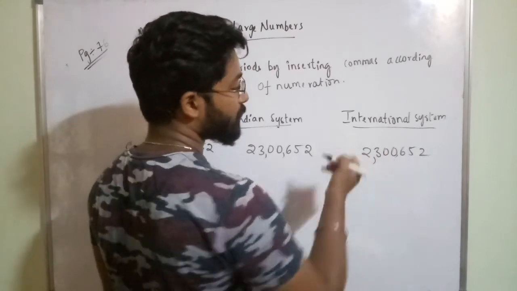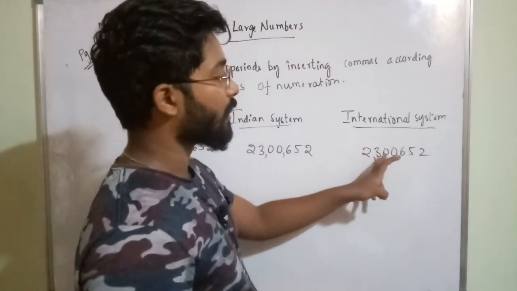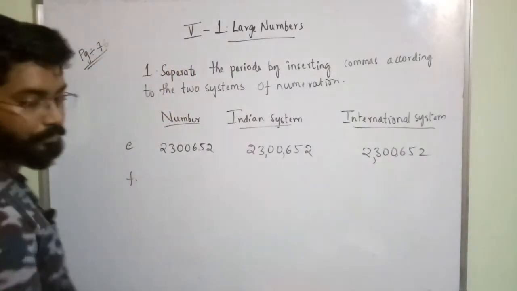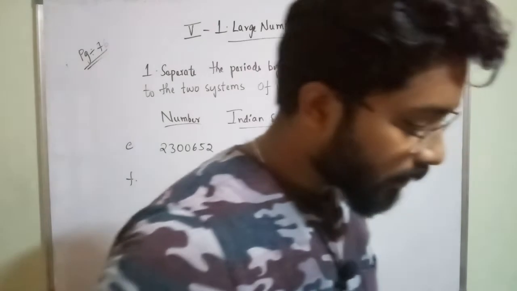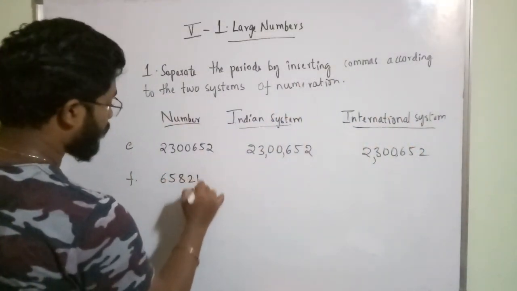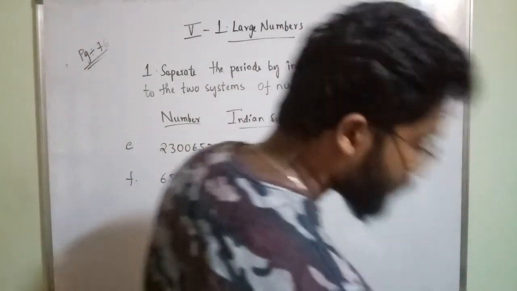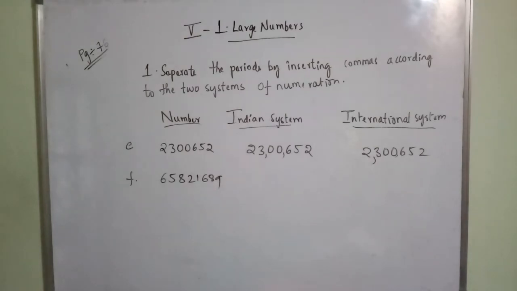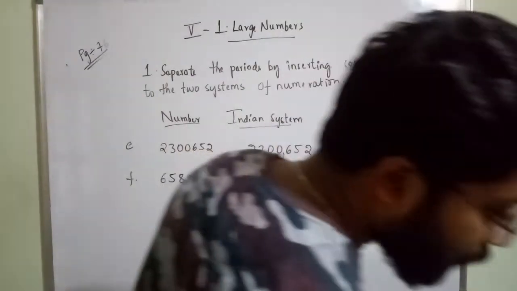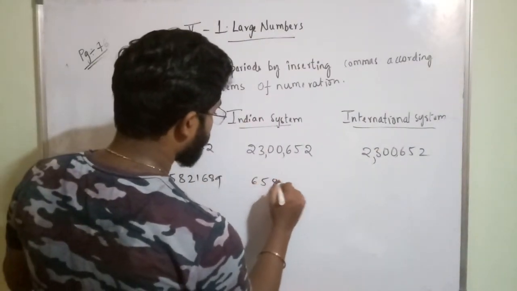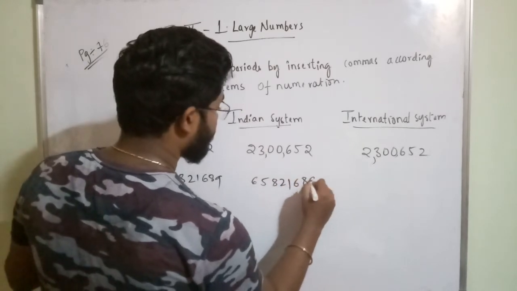After the next 3 digits you have to put one comma. So 2,300,652 is the number. Next, F. After E, F. 658 21 689. Okay, so that is the number. 658 21 689.